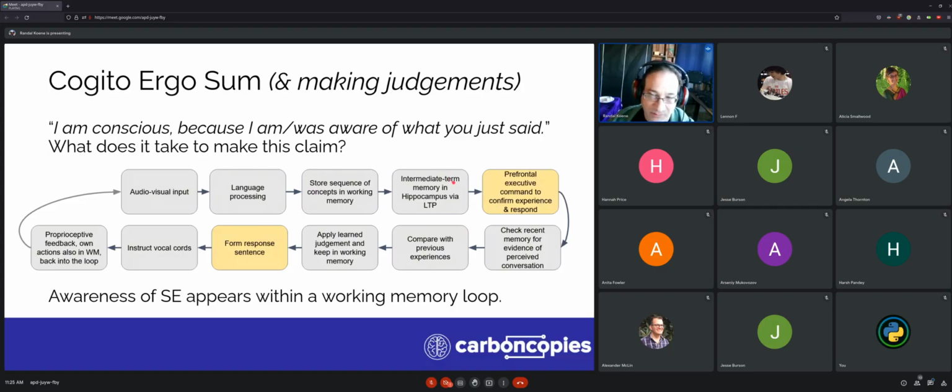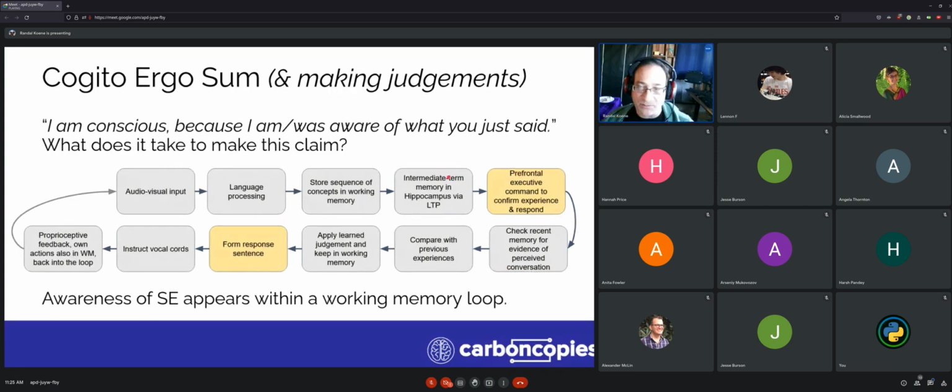You may also employ intermediate term memory. This is something that begins to happen almost automatically, and it's not entirely clear to me if it's necessary for the subjective experience part of this, but it does happen. Intermediate term memory begins to take place where LTP, long-term potentiation, is happening on the synapses in the hippocampus that is involved in this working memory process. And then prefrontal executive command comes along to confirm the experience and respond.